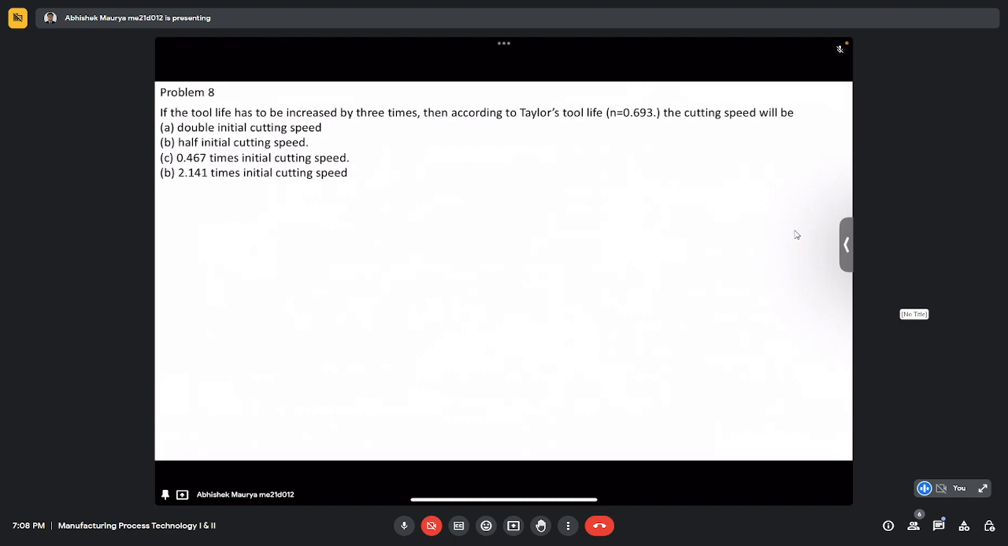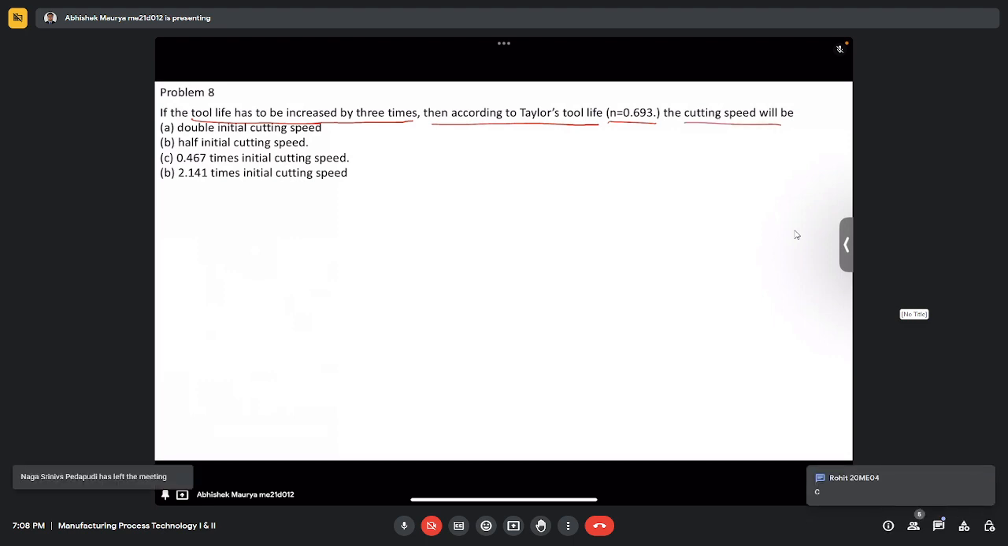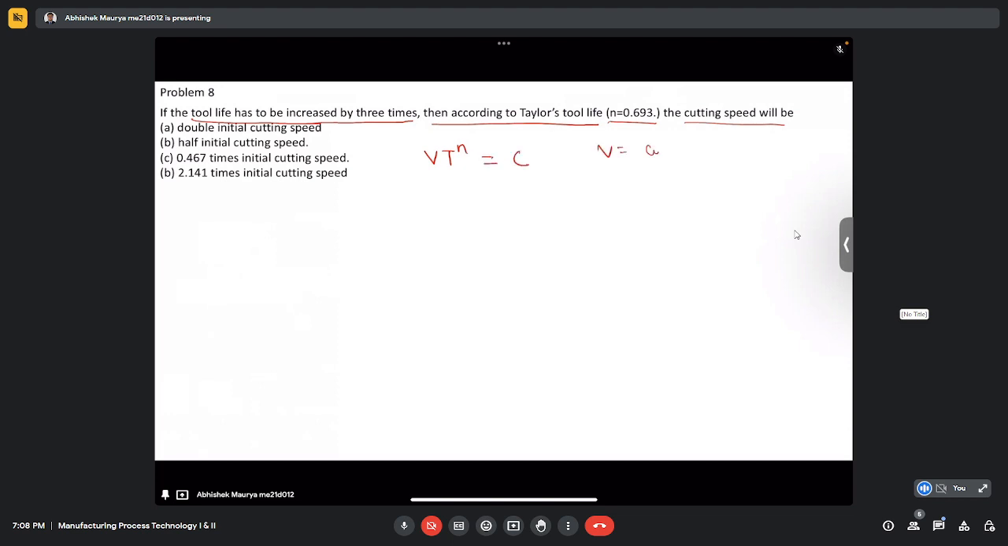So if the tool life has to be increased by 3 times, then according to Taylor's tool life equation, where n is given by this, we need to find out the cutting speed. Yes, I think all of you have got the right answer. So coming to the Taylor's tool life, it is nothing but V times T to the power n equals some constant, where V is the cutting velocity and T is the tool life, and n and C are constants.